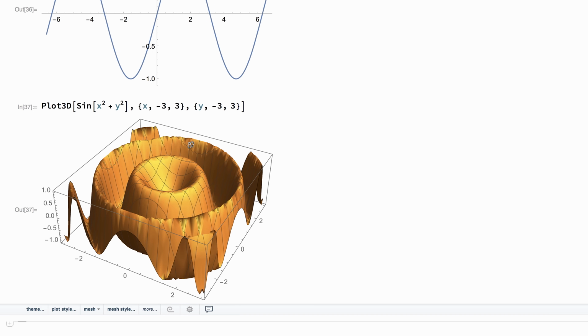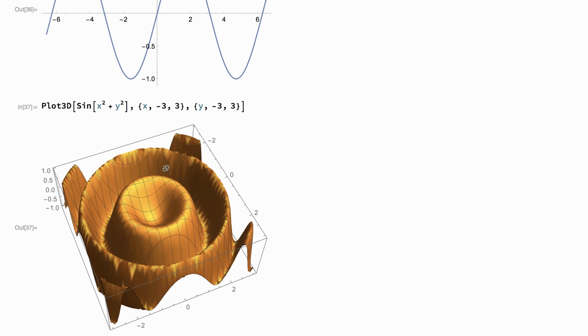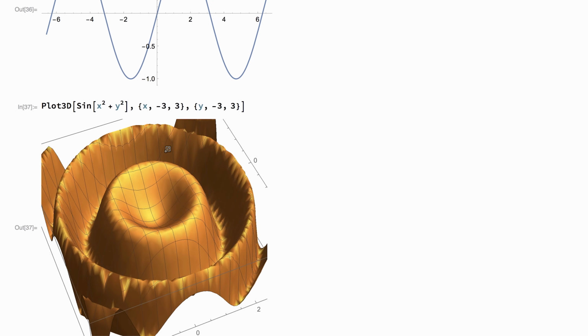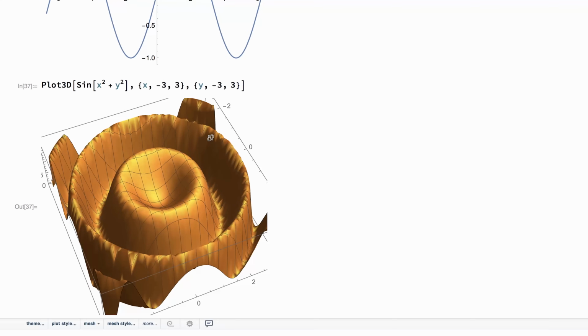Now, any 3D graphic can be rotated by clicking and dragging. If you click and drag while holding down the Alt key, or Command key on the Mac, you can also zoom in and out of that plot. You can also hold down the Shift key and then click and drag, which will pan the image around the cell.